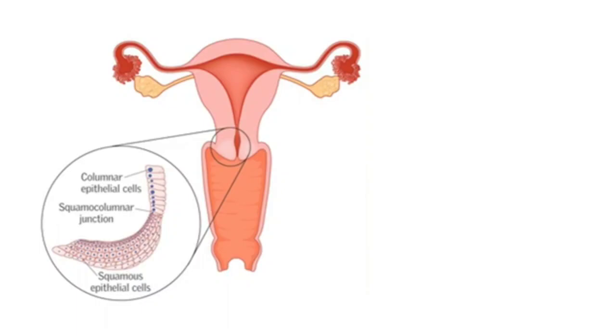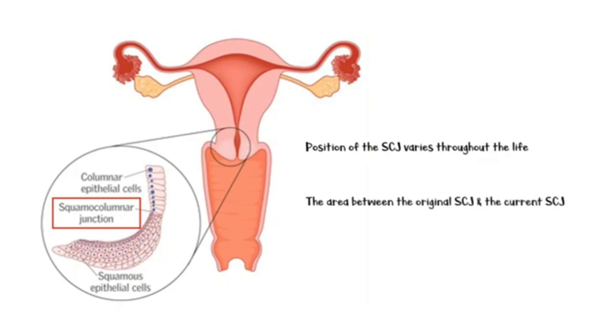The epithelium of the endocervix is columnar and is also ciliated in its upper 2/3. This changes to stratified squamous epithelium around the region of the external os, as you can see in this picture, and the junction of these 2 types of epithelium is called the squamocolumnar junction. The position of the squamocolumnar junction varies throughout life. The area between the original squamocolumnar junction and the current squamocolumnar junction is called the transformational zone, and this is the site where cervical cancer develops.